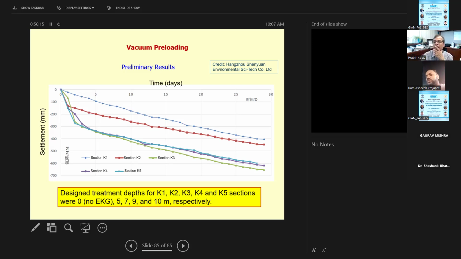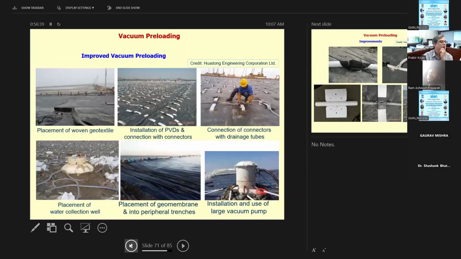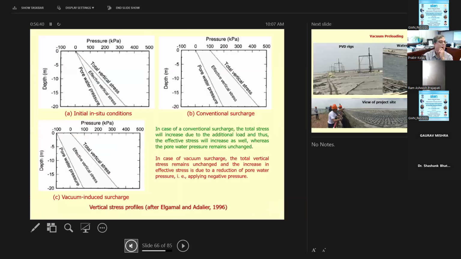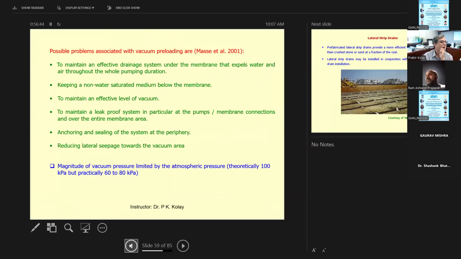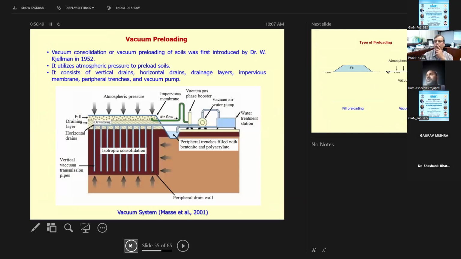Actually, I request you to show the first slide of vacuum preloading. Can you explain that? The first slide of vacuum preloading, in which the entire process is shown, the schematic diagram, where the trenches and so on are clearly shown. I guess it is slide number 62 or 63. Yes, this one. Yes, sir.